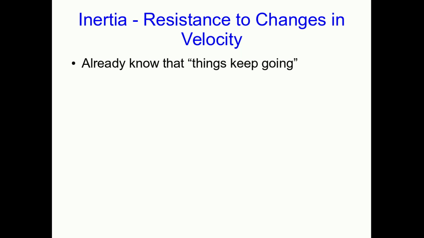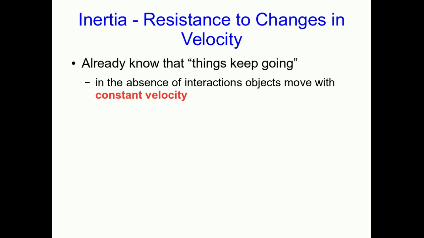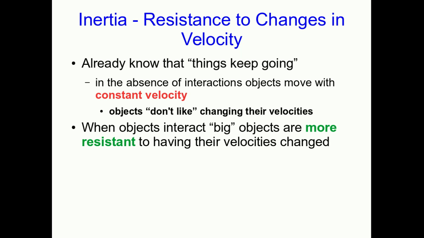We can now propose a fundamental idea, because we already know that things keep going. In other words, in the absence of interactions, we've seen that objects move with constant velocity. So if you want to think of it that way, if you want to personify the objects, you could say that objects don't like changing their velocities. Well, when objects interact with each other, they do change their velocities, but big objects seem to be more resistant to having their velocities changed. And I'm putting "big" in quotes because there are several meanings we could use for big, and one of them is correct.